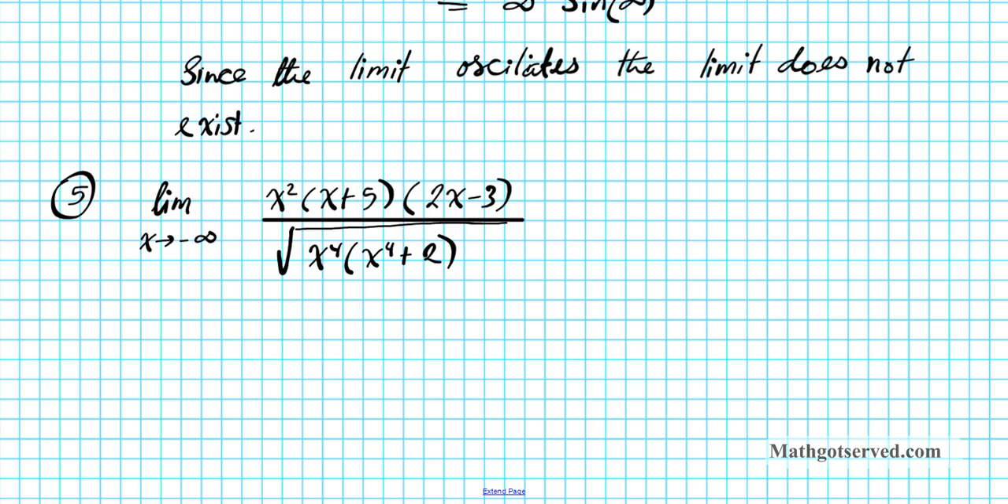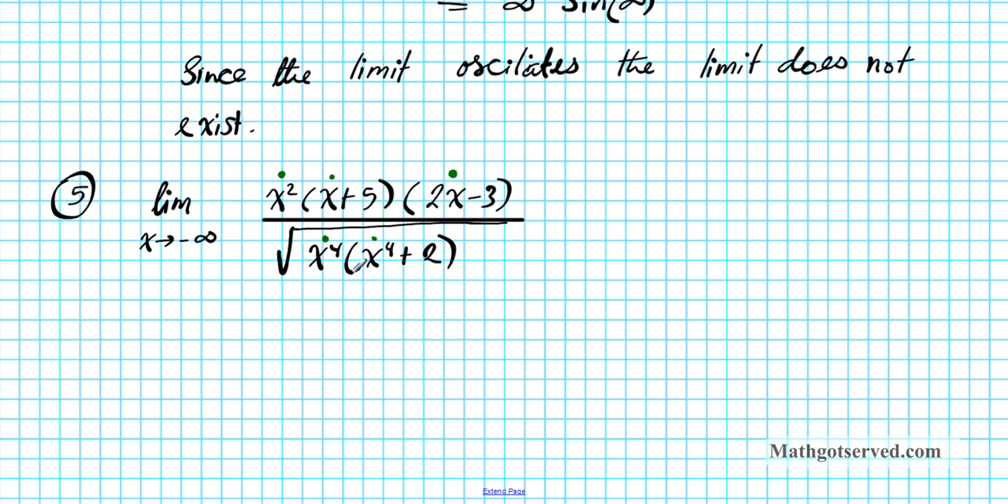All right, so now since we're going to negative infinity, we can look at the weights here. What's the weight of the numerator and the weight of the denominator? If you expand it completely, we're looking at x squared multiplied by x multiplied by 2x, and in the denominator the square root of x to the fourth multiplied by x to the fourth.